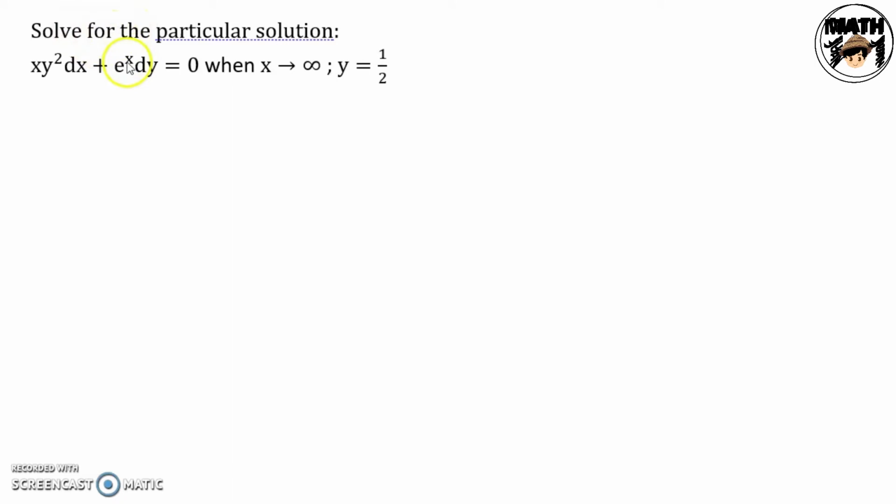Next, let's try to solve for the particular solution of xy squared dx plus e raised to x dy equals 0 when x approaches infinity, y is equal to 1/2. Let's first rearrange the equation kung siya ba ay magiging variable separable. Pagsama-samahin natin lahat ng functions ng x and dx and lahat ng functions ng y and dy. So to do that, let's divide the whole equation by y squared and e raised to x.